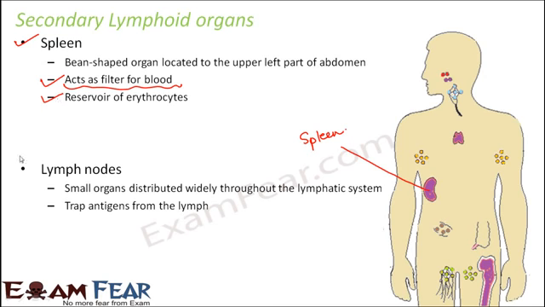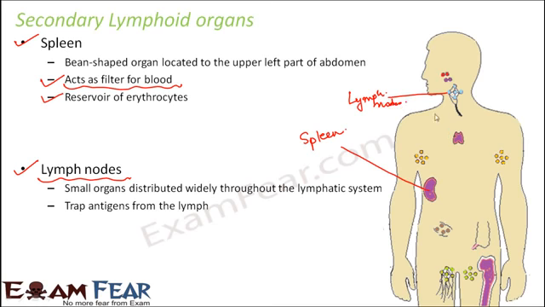So the next secondary lymphoid organ is the lymph nodes. Now these are small organs which are distributed widely throughout the lymphatic system. So they are present in many different parts of the body. So let us see where exactly we see lymph nodes. Here you can see these structures, they are the lymph nodes. And again, the lymph nodes are also present in this region. So these are your lymph nodes.